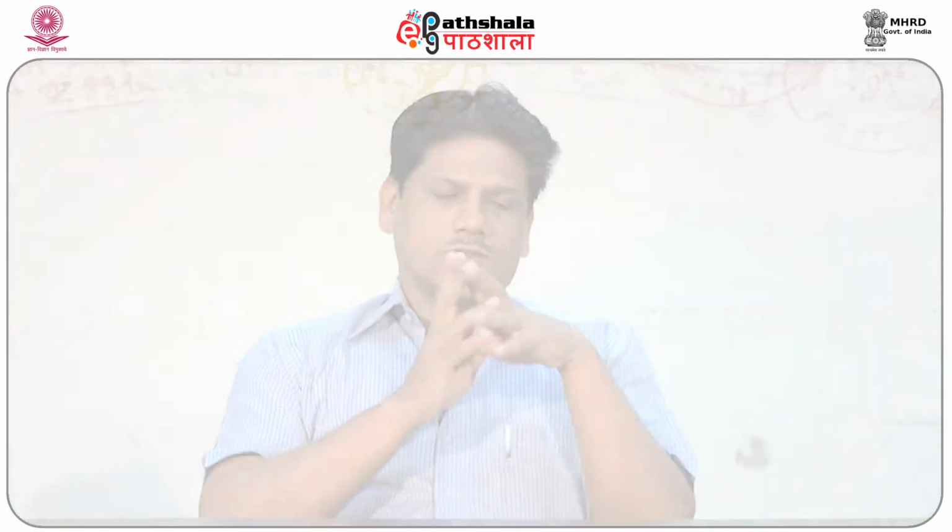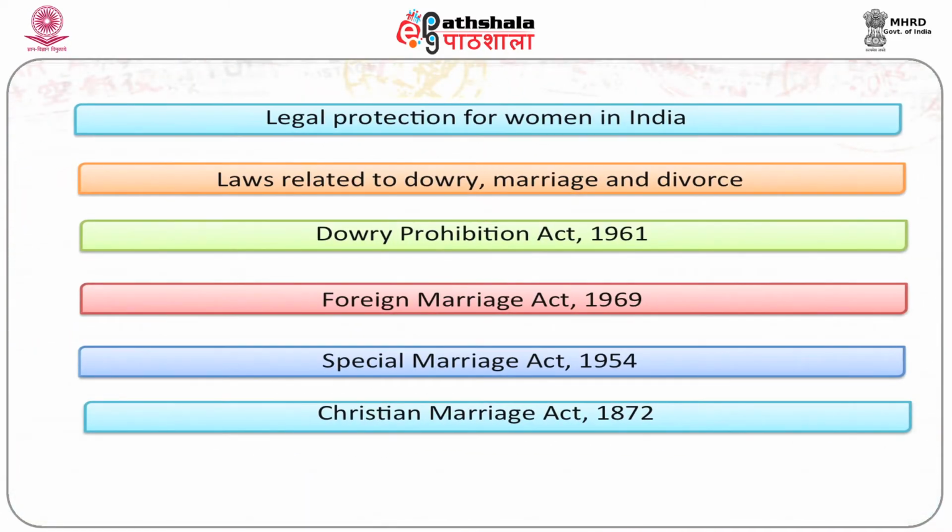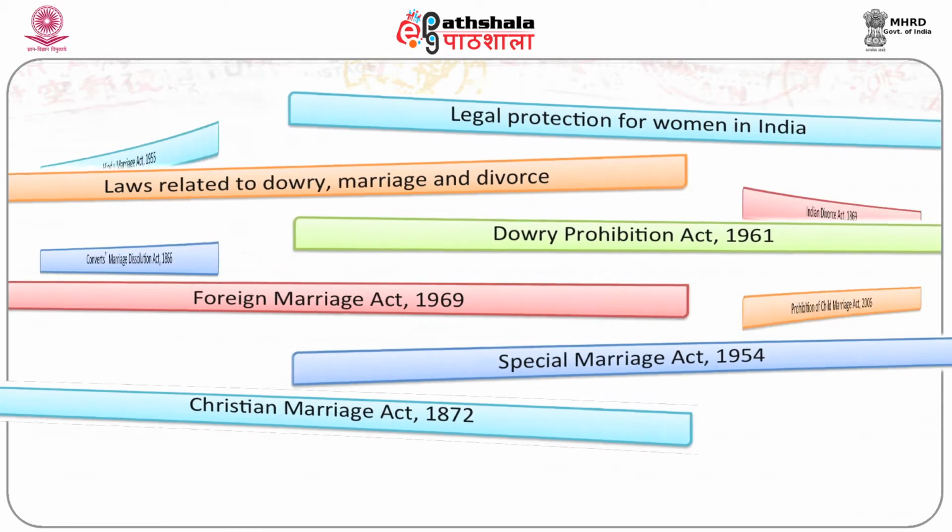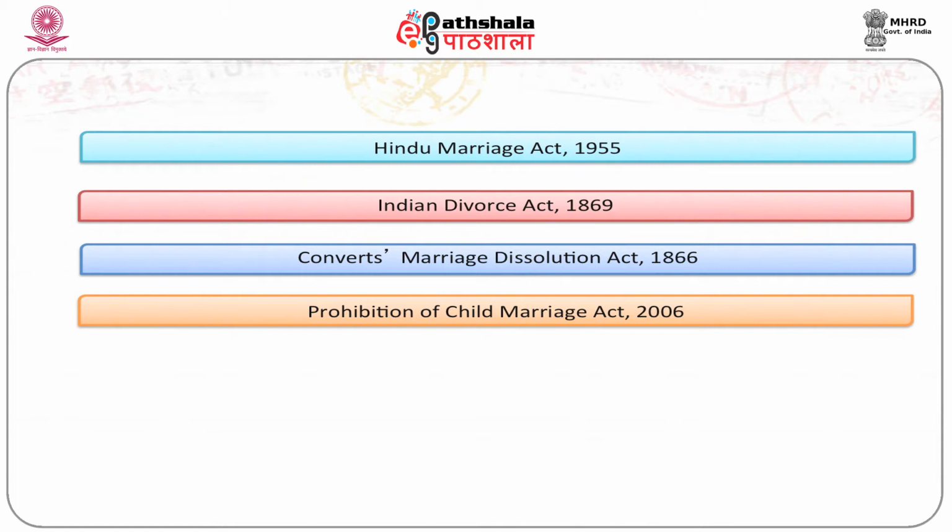Now, let us try to speak about certain other issues, that is, what are the legal protections which are meant for women. So, we had the constitutional provisions and we have the legal provisions. Now, the legal protections for women can be seen through certain enactments, like we have laws related to dowry, marriage and divorce. We have the Dowry Prohibition Act 1961, which came long before. We have the Foreign Marriage Act, which came in 1969. We have the Special Marriage Act, which came in 1954. We have the Christian Marriage Act, which came in 1872. We have the Hindu Marriage Act, which came in 1955.